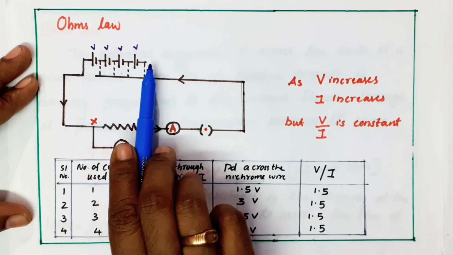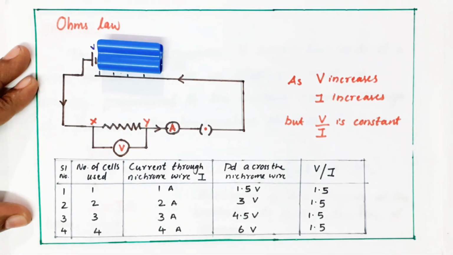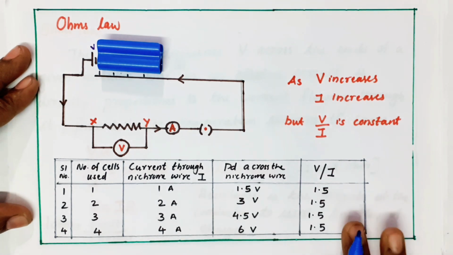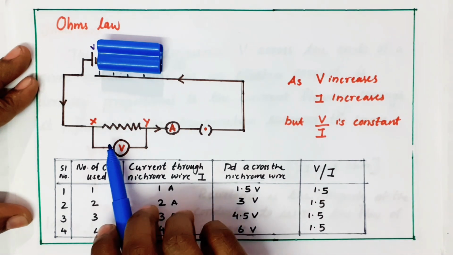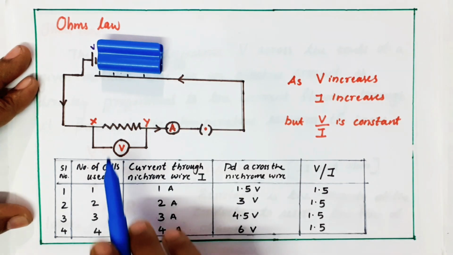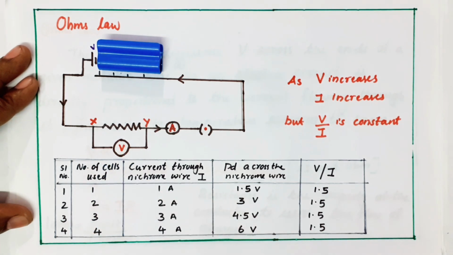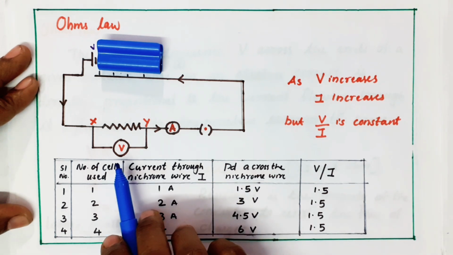What is the meaning of this? First I'm using only one cell, the wire and an ammeter, with the key closed, and I connected a voltmeter like this. Again I need to remind you, in the previous video I told you an ammeter is always connected in series in a circuit, whereas a voltmeter we connect in parallel in a circuit.